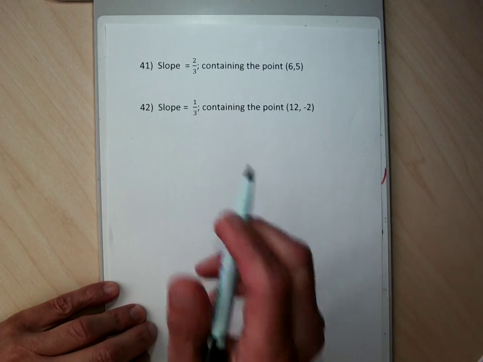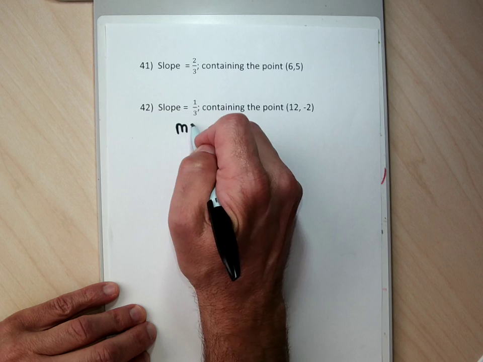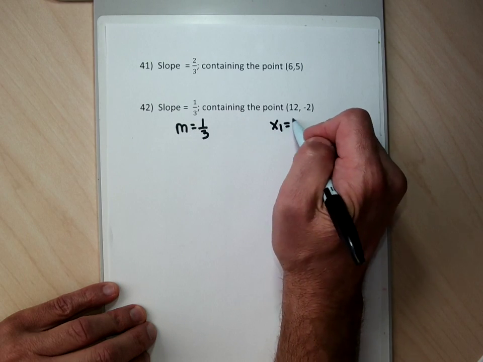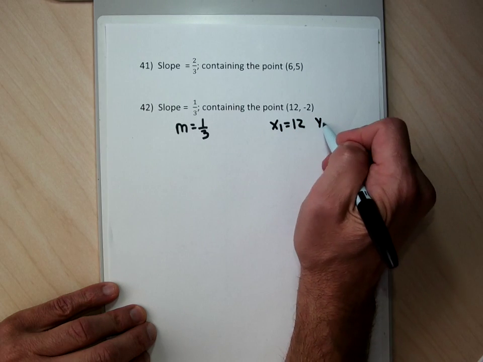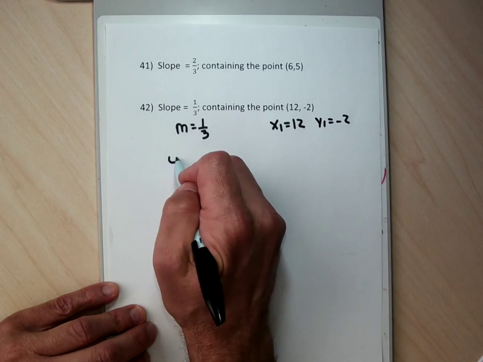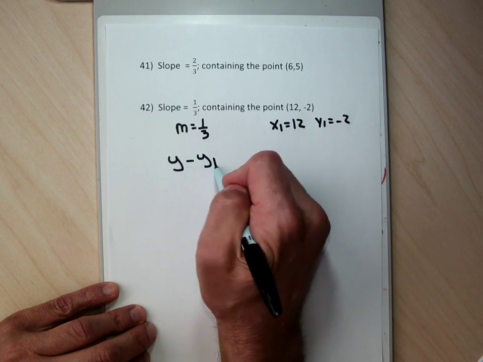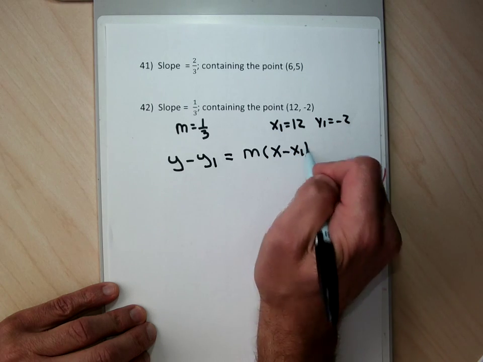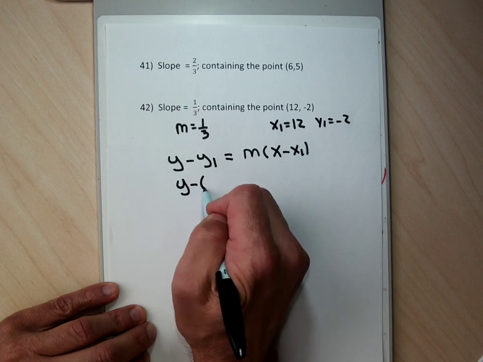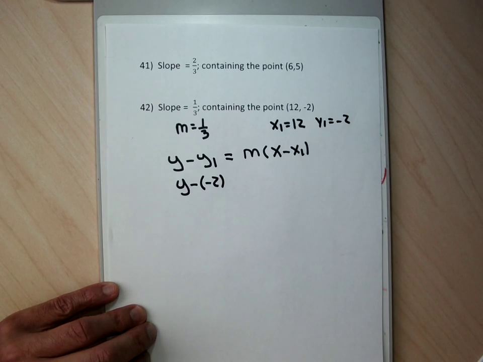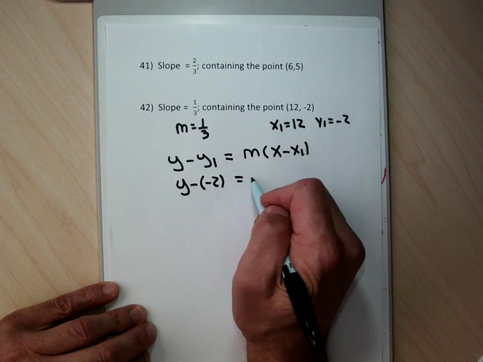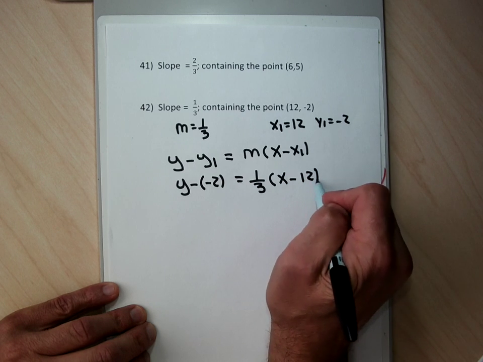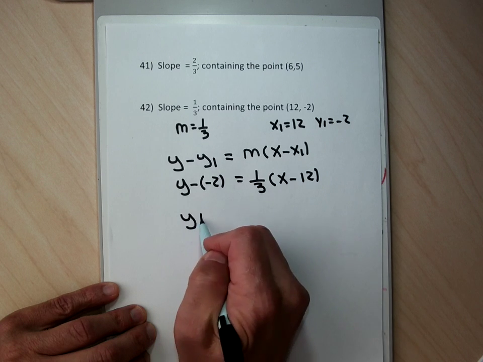Move on to 41 and 42. For 42, I'm going to use m equal to 1/3. I'm going to use x1 equal to 12. I'm going to use y1 equal to negative 2. And I'm going to use the formula y minus y1 equals m times x minus x1. And for the y1 side, I go y minus a negative 2. I have a double negative, so I pick up an extra parentheses. On the right side, I get 1/3 times x minus 12. Left side, double negative, I make a positive.